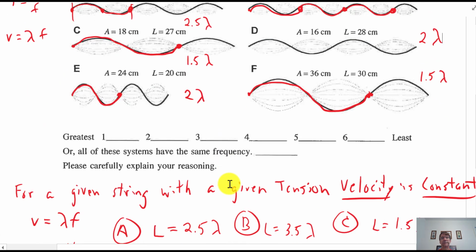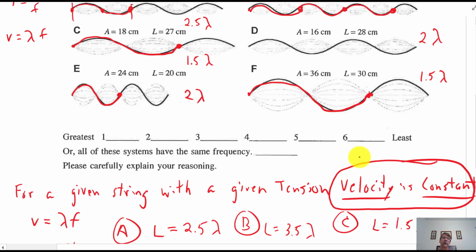Another thing, it says all these strings have the same tension and they're the same string. We're not going to get into that calculation, but what that means is they all have the same velocity. The velocity is constant. That's an important thing here. The velocity is constant. I've underlined it, but I'm going to circle it. The velocity is constant.